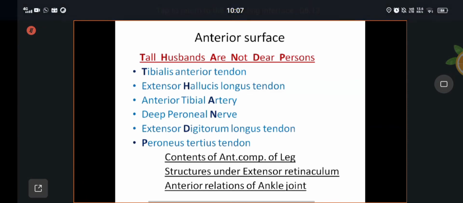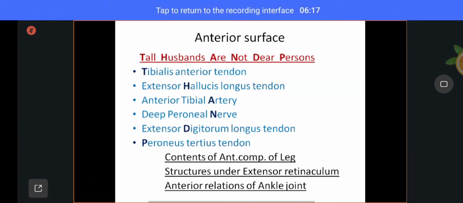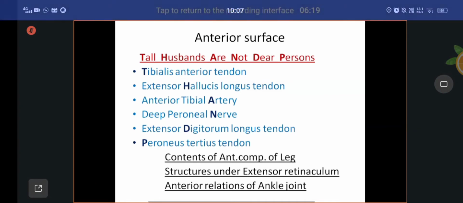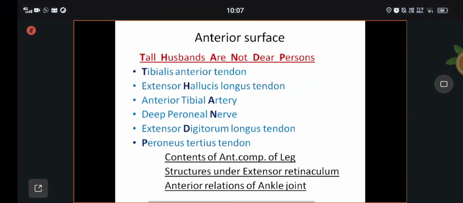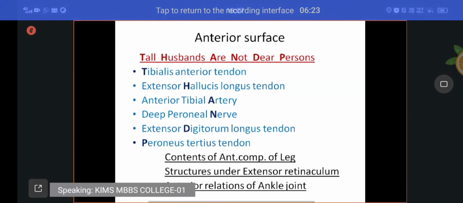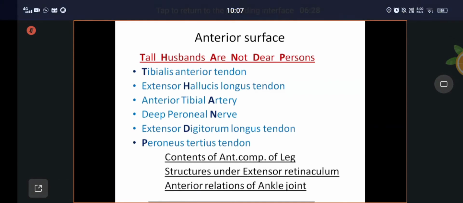Tall husbands are not dear persons. This is medial to lateral. This mnemonic structures will be ordered from medial to lateral. T stands for tibialis anterior tendon.